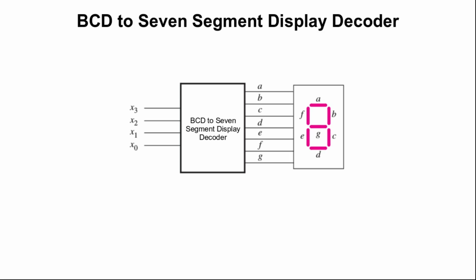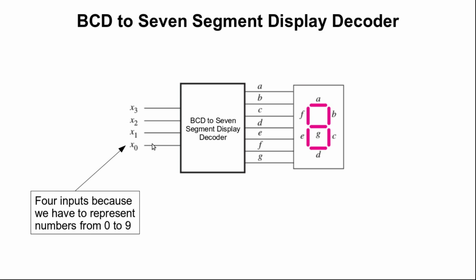Now our task is to build a logic circuit which will take as input the decimal digit that needs to be displayed, and the logic circuit would control the 7 segment LED and then basically display the decimal digit that corresponds to the input combination.